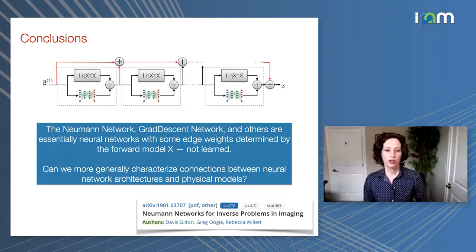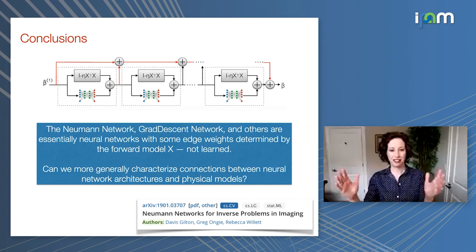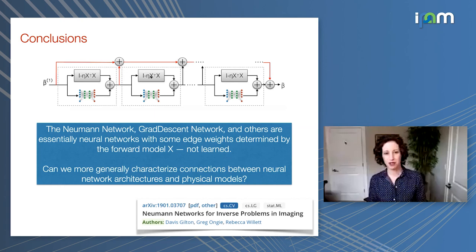One final concluding remark that I want to make is that when we look at things like the Neumann network or related methods like the gradient descent network, we can think about them from end to end as essentially being just giant neural networks where some of the edge weights are determined by the forward model X. I've got these blocks here, I minus some step size eta times X transpose X. I can certainly write that down as a linear neural network, where some of the edge weights just correspond to elements of X transpose X.